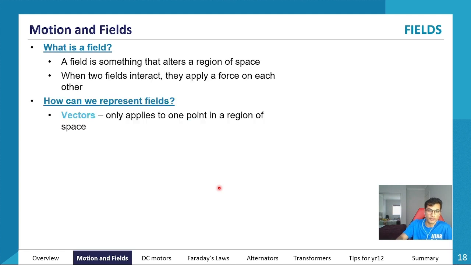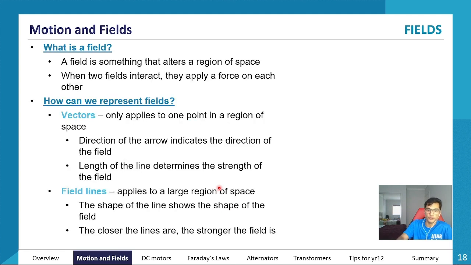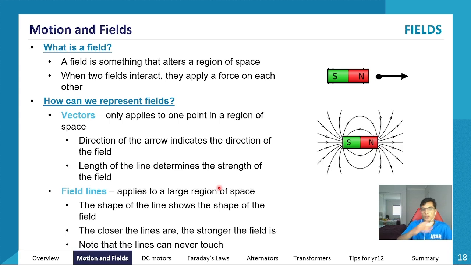Cool. So this brings us to our first new topic, which is fields. So what is a field? The definition of a field is weird. Here it's saying a field is something that alters a region of space. A more specific definition is a region of space where something is experiencing a force, or it's experiencing some sort of physical thing. The definition is a bit weird, and we don't really care about it.